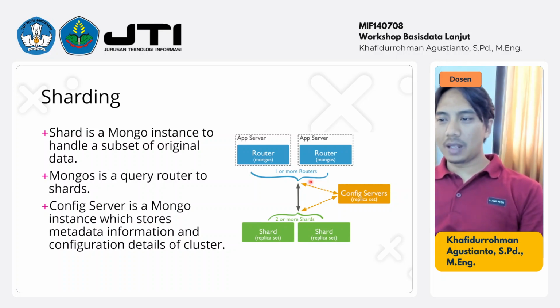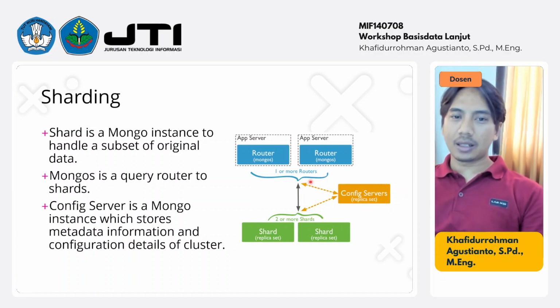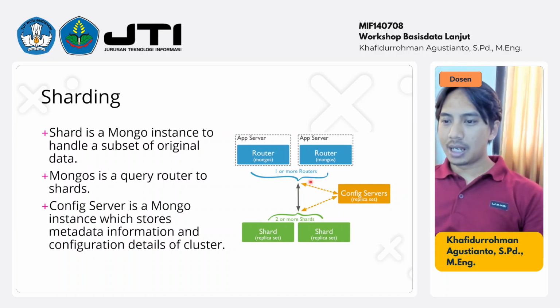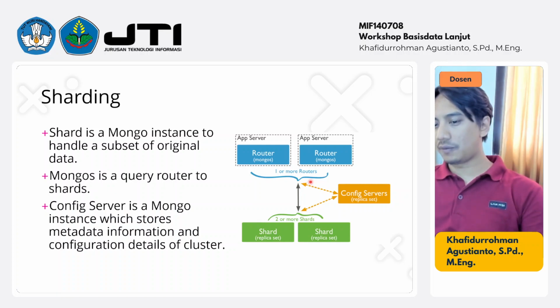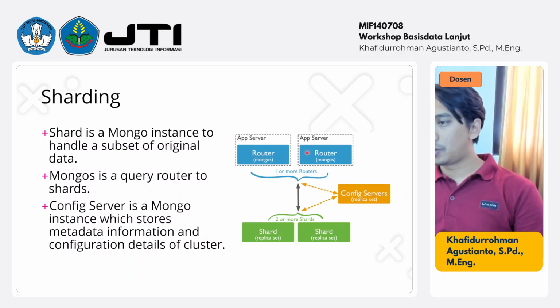A shard is a Mongo instance that handles a subset of the original data. Mongos is a query router to the shards. The config server is a Mongo instance which stores metadata information and configuration details of the cluster. The app server routes to Mongos, or more routers. And there is a config server replica set. Yeah, there are two ways. Then the shard replica set and also the replica set. Two or more shards.